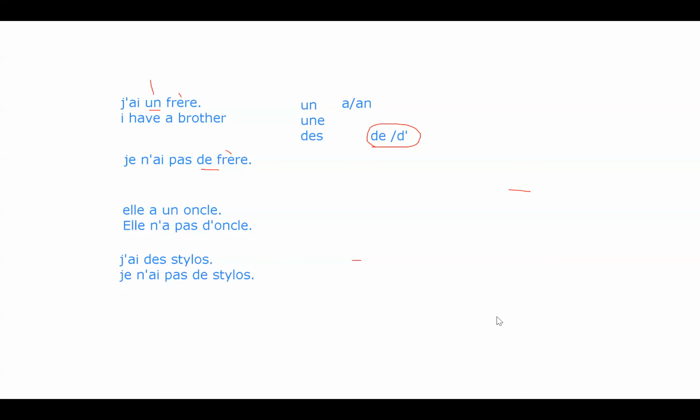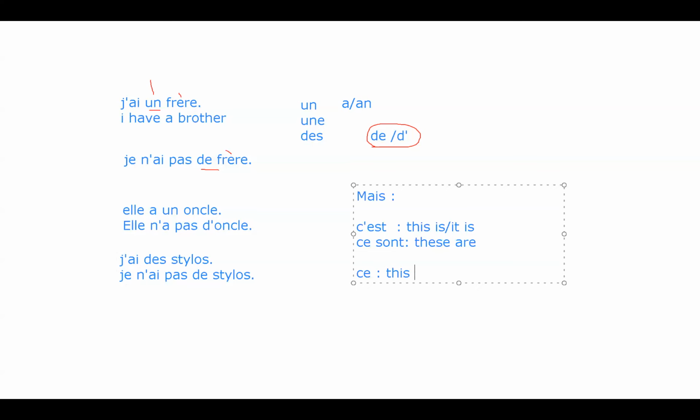But now we'll talk about the exception. Okay, that is the "mais" part. "Mais" means but, exception. So when we talk about the exception, an important thing: you know what is "c'est" and what is "ce sont". "C'est" means this is or it is, and "ce sont" means that is plural. These are, or those are. So here when we talk about "ce", there are two things. "Ce" means this or that.